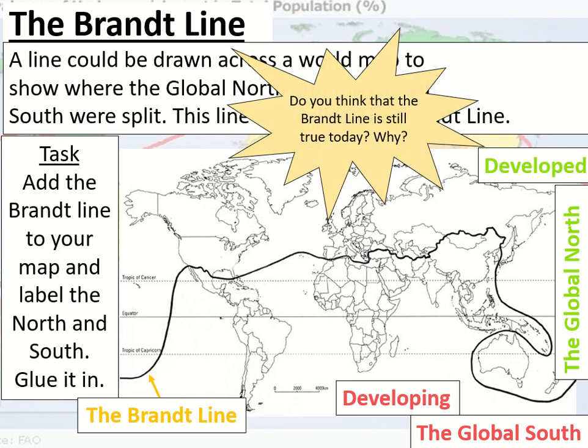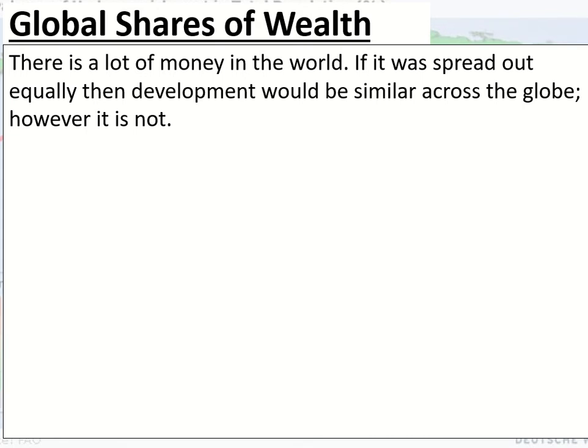Okay, now global shares of wealth, and again it's more notes I'm afraid. If we shared the wealth of the world evenly, everyone would have enough money to develop themselves evenly, and development would be an even thing. Now we know that the whole lesson being uneven development in the world, or global development, shows you that it's not even, essentially.